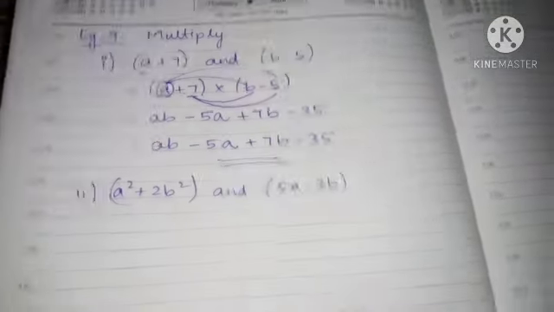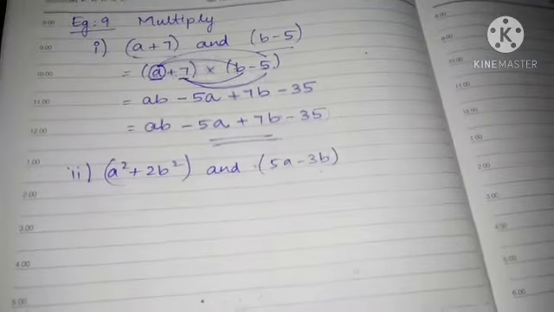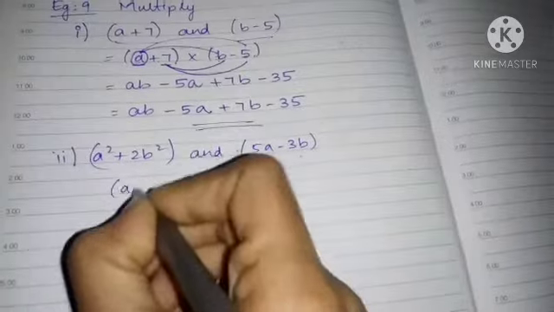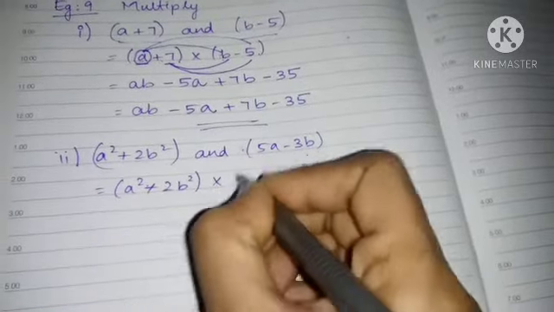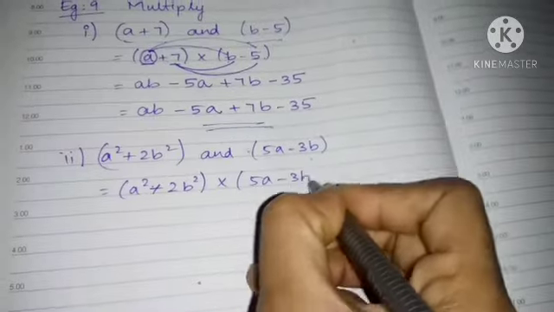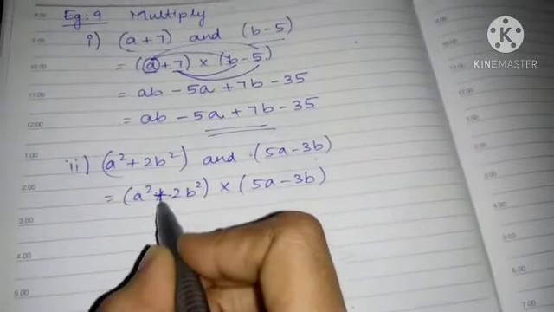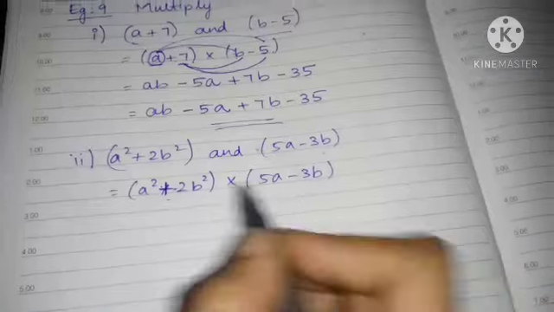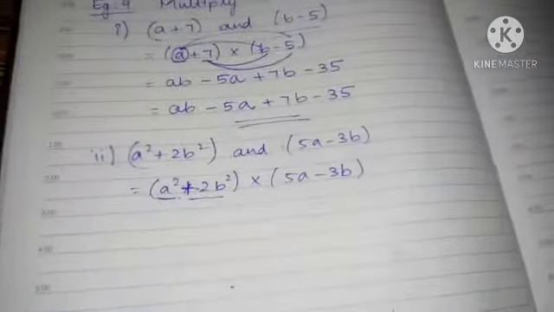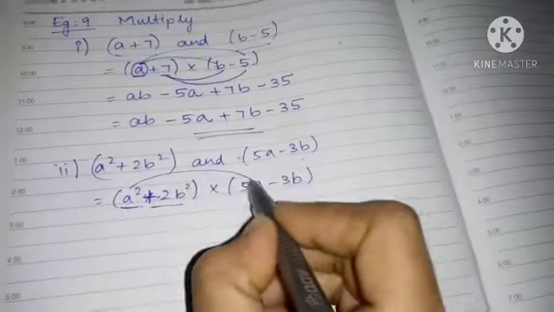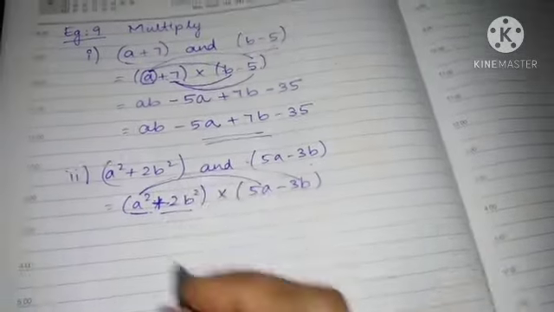A square plus 2b square and 5a minus 3b. I am multiplying a square plus 2b square into 5a minus 3b. So they are both binomial terms. This is one term, a square is one term, plus 2b square is another term. Right, so a square is multiplied with 5a as well as minus 3b.